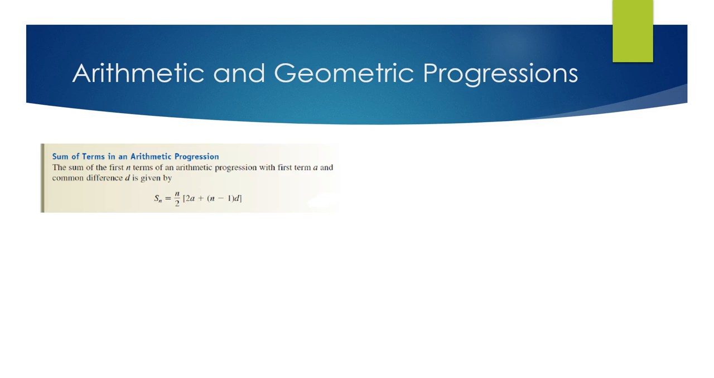The sum of the terms in an arithmetic progression. There's actually two formulas for this. The formula that your book gives is this one here. So if I'm looking for the sum of the first n terms of an arithmetic progression, with first term A and common difference D, that's the formula that you could possibly use. There's another formula that was given.